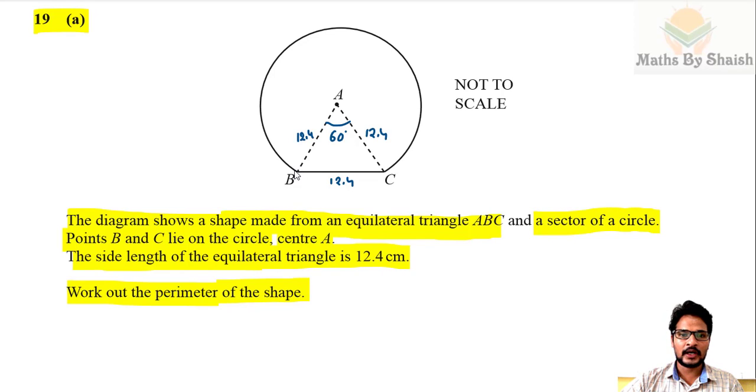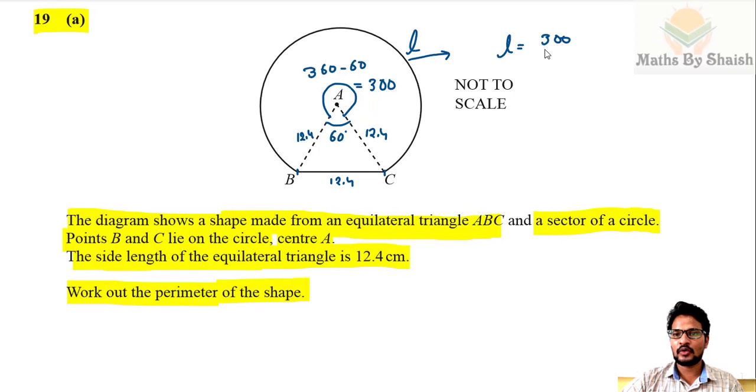For the perimeter we require this major arc till here, B to C is 12.4, so we require this arc, and for that we need to find the arc length, and for that arc length we require this angle, and this angle is going to be 360 minus 60 degree, because total angle is 360 and this angle is 60, so this becomes 300, and hence the arc length, we can mark this as L, is going to be 300 over 360, this is the formula we need to know, into 2 pi r. 2 pi r is 12.4, so these two got cancelled.